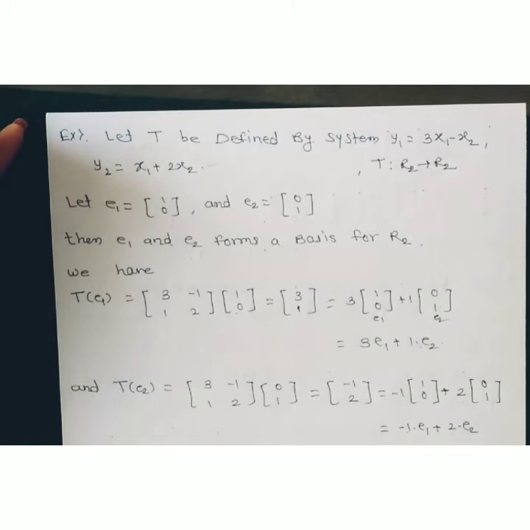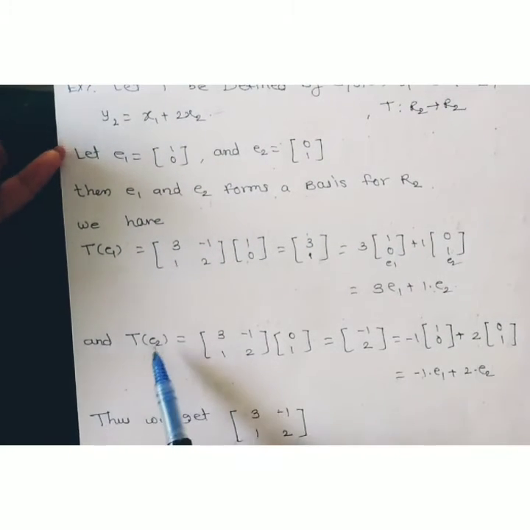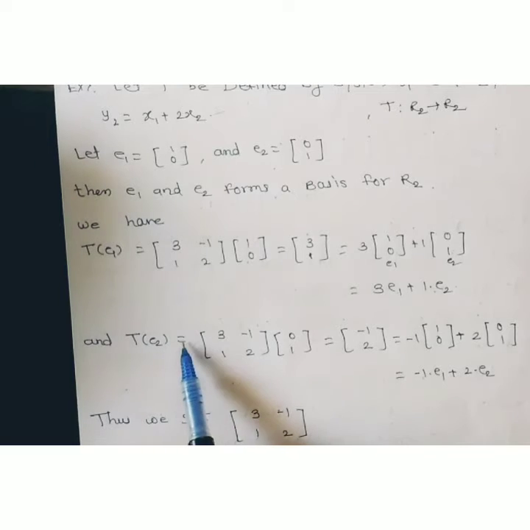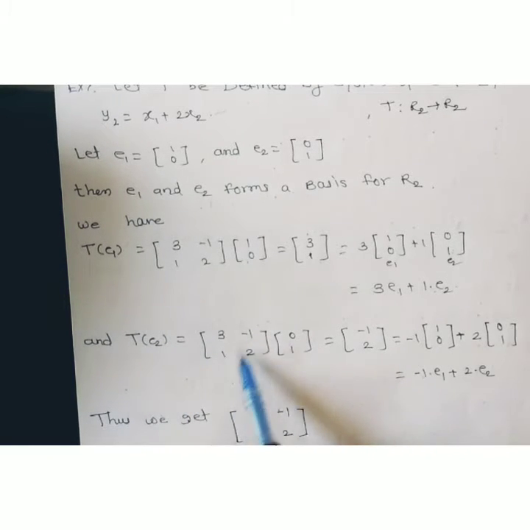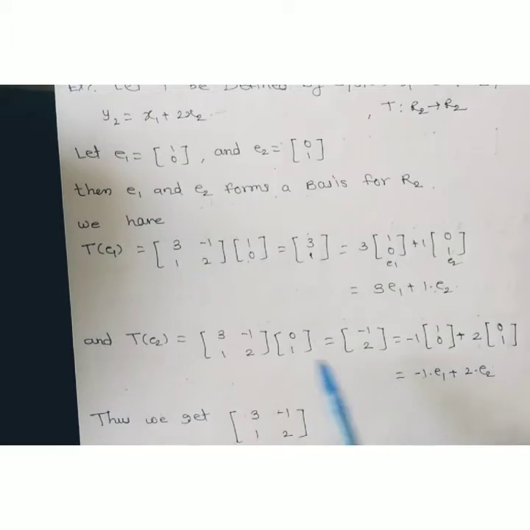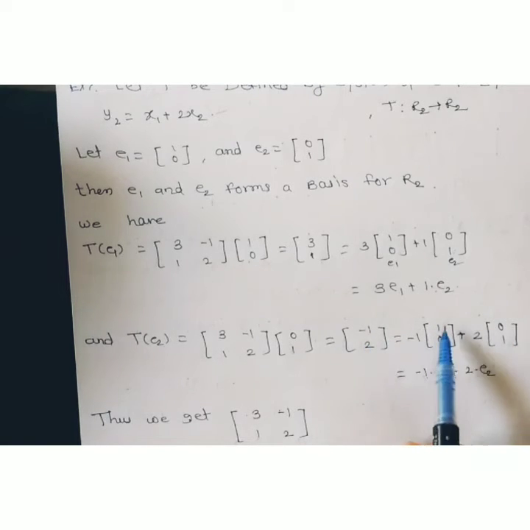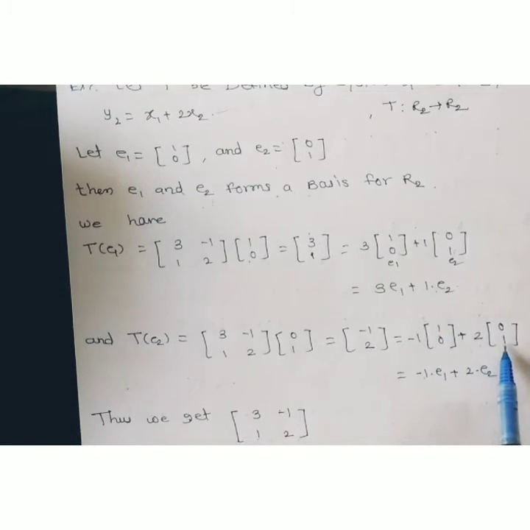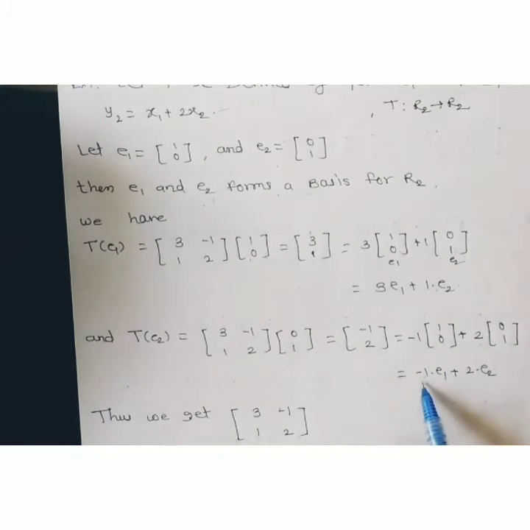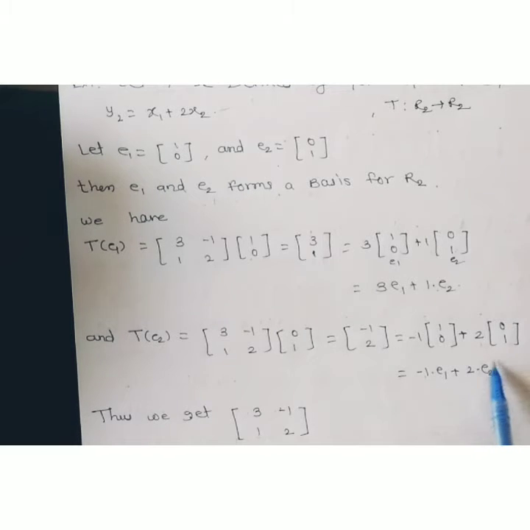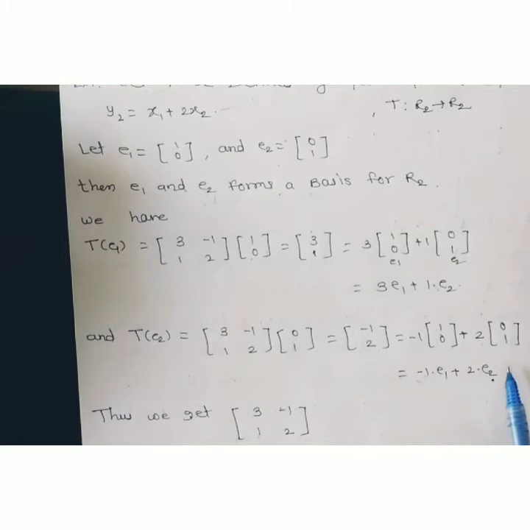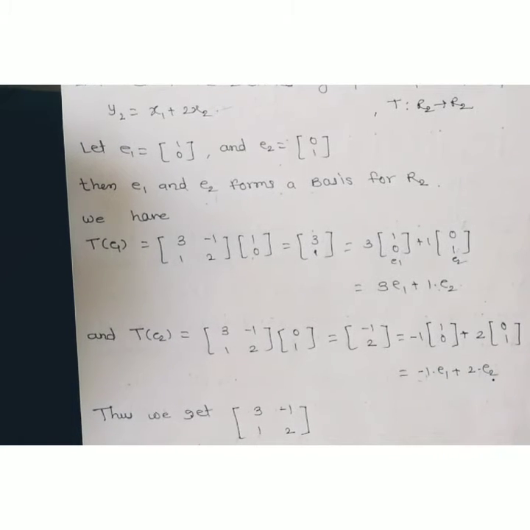Now for finding the second column of the matrix, consider T of e2. T of e2 is equal to the matrix T, 3 minus 1, 1 2, times e2, which is (0, 1). By multiplying we get (minus 1, 2), which can be expressed as a linear combination of e1 and e2: minus 1 into (1, 0) plus 2 into (0, 1). We know that the first vector is e1 and the second is e2. Therefore T of e2 is also expressed as a linear combination of e1 and e2, and the coefficients of this linear combination are useful for finding the second column of the matrix.